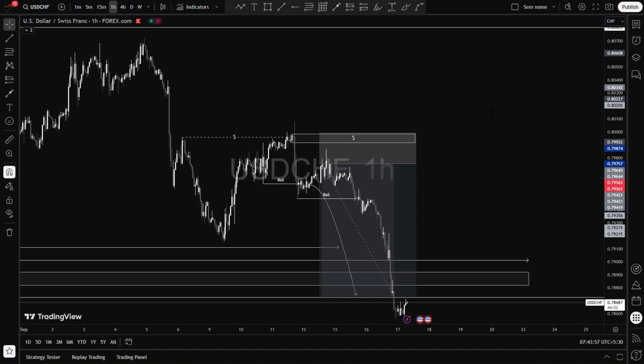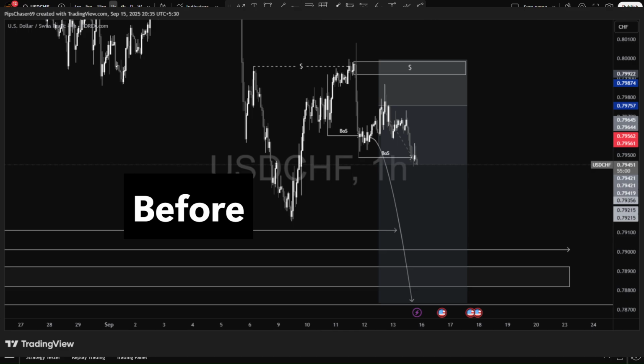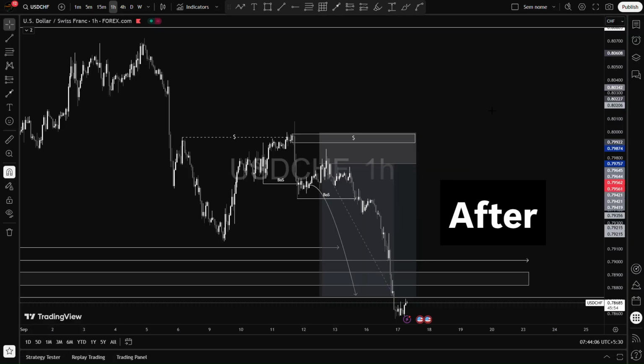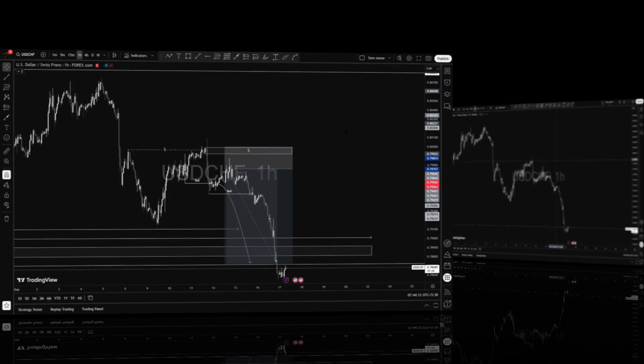Today we are going to discuss this setup on USDCHF that we took last week, and we're going to make a breakdown. I will be explaining why I took this trade, why I put the sell there, and so on. Let's go to the video.